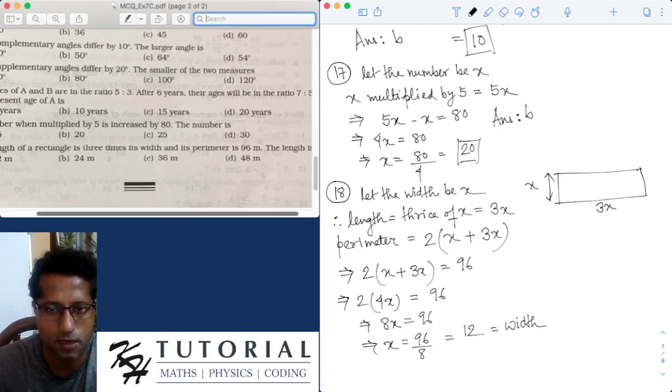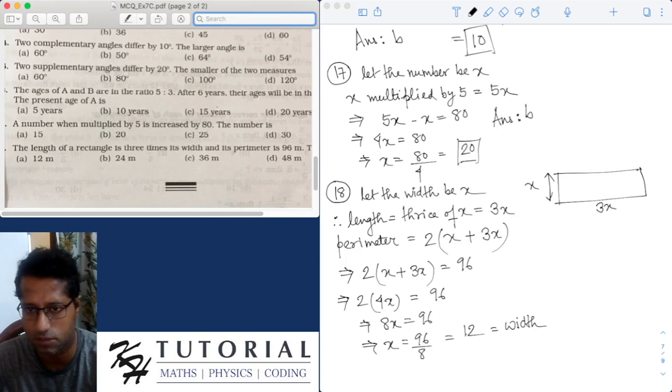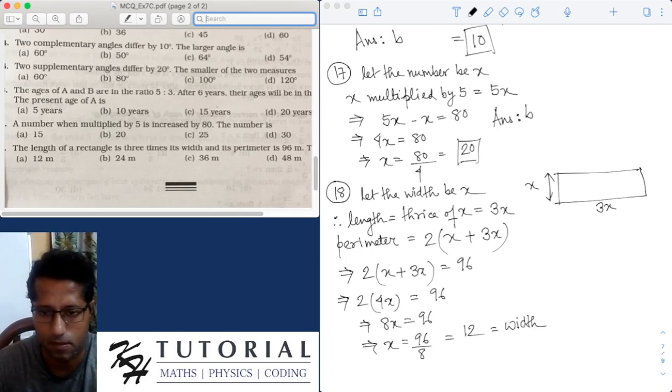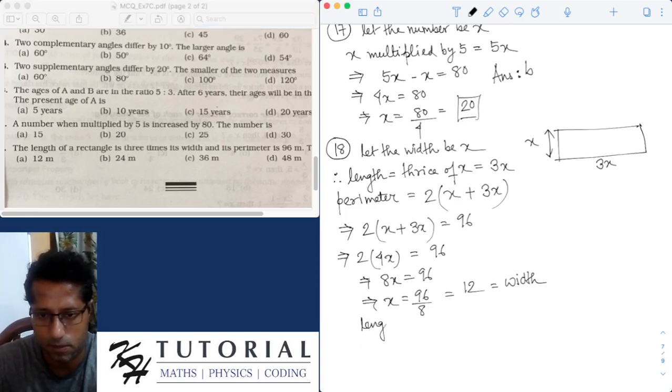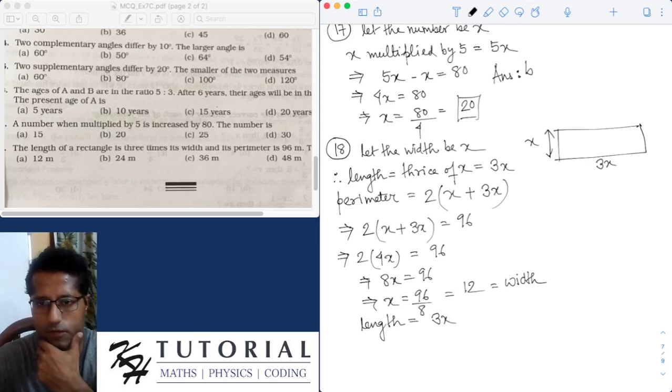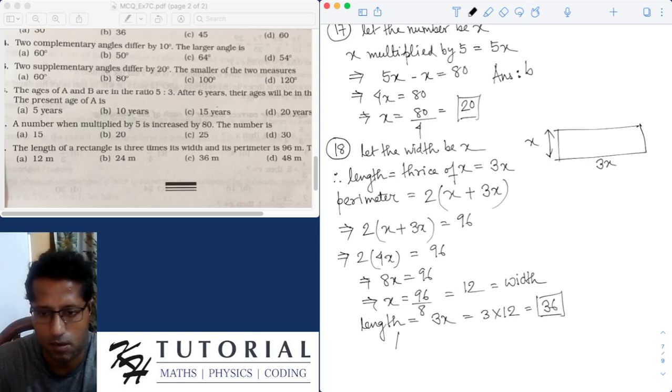The question has asked for the length. We have found the width to be 12 because we considered the width to be the variable x, and we know that the length equals 3x, because length is 3 times the width. So length is 3 into 12, because we have already found the value of x, and this is 36. So the answer is 36. The length is 36. The answer is choice C.